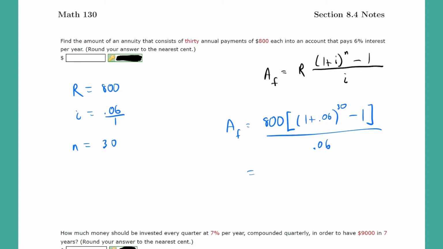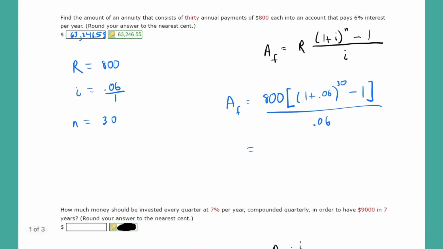If you type it in exactly the way you see it into your calculator, you should get the right answer. Let's see if we get it. 800, parentheses, double parentheses, 1 plus 0.06, close parentheses, raised to the 30th, minus 1, close bracket, divided by 0.06 is equal to 63,246.55, rounded. Let's see if we got that right. And we did. Okay, great. So that is our answer.